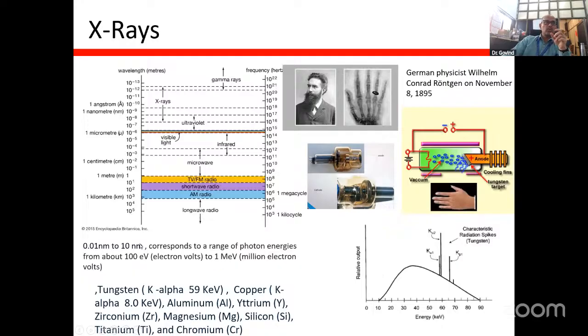Okay. So is there only one material that generates X-rays? No, there are different materials, and based on the application, we can use those to generate the X-ray sources. So what are the materials? Tungsten, copper, aluminum, yttrium, zirconium, magnesium, silicon, titanium, and chromium. These are the target materials from which we can get the X-ray source.